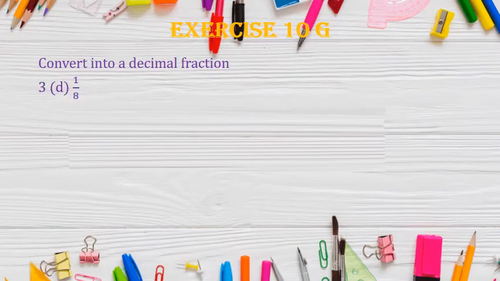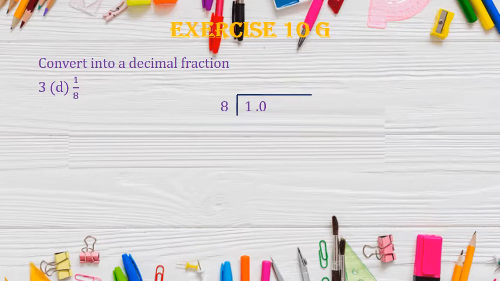Now let's do the D part of question number 3. And the heading of the question is convert into a decimal fraction. So children, now here we have one fraction which is 1 by 8, and we have to change it into decimal fraction. Children, 1 by 8 can be written as division form as 1 divided by 8. So now we will divide 1 by 8. Now children, one more thing is there. We can write 1 as 1.0. So now we will divide 1.0 by 8.